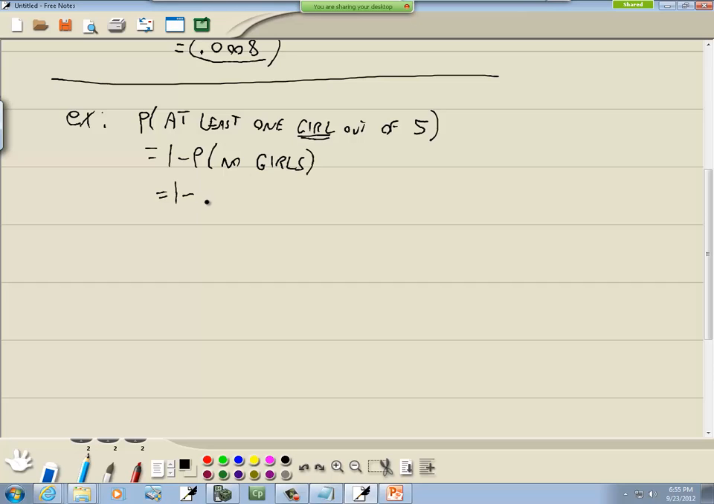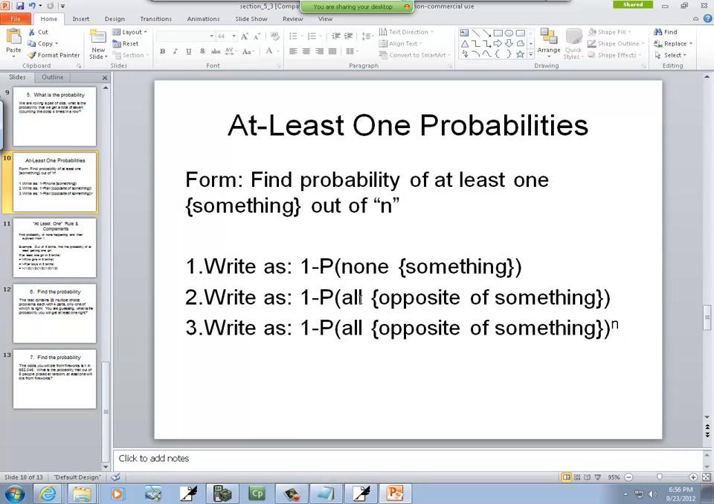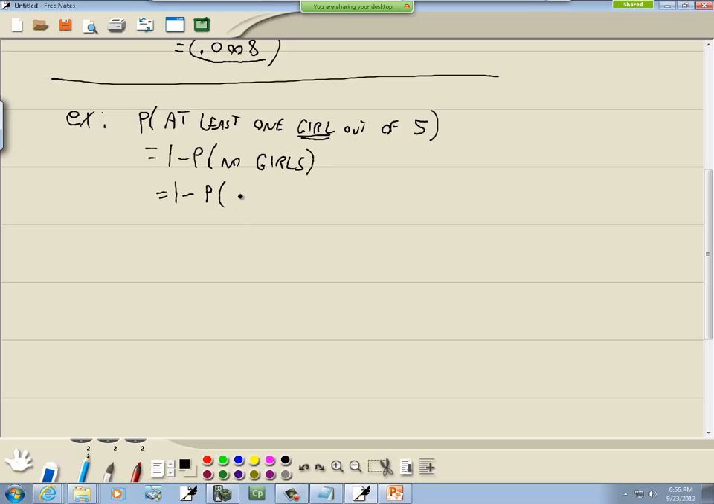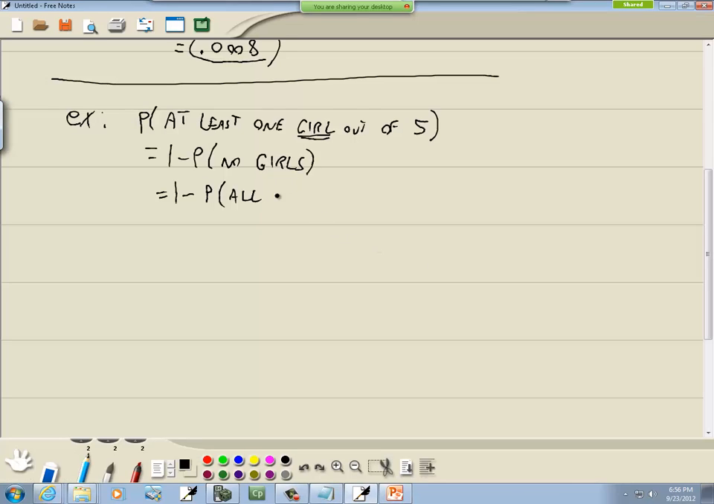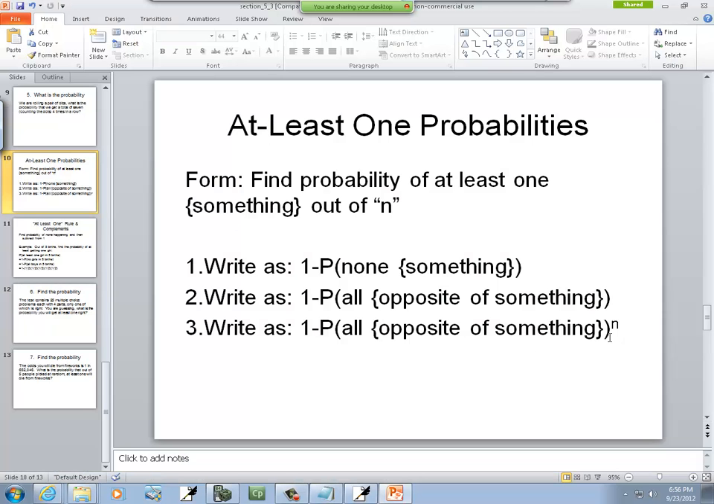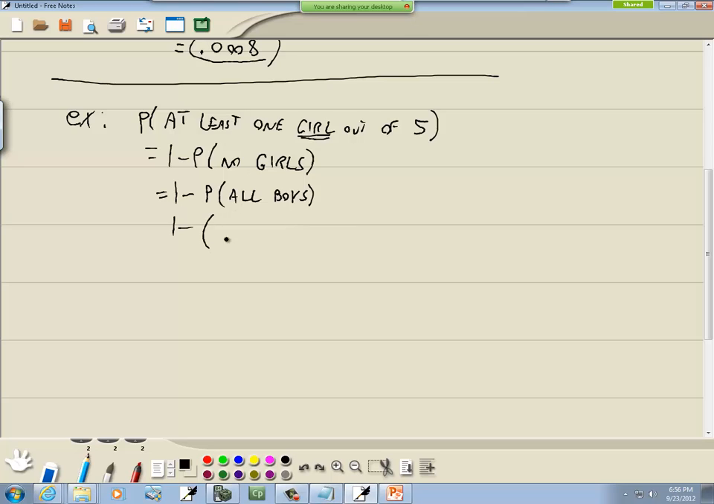Well, then we rewrite it as 1 minus probability of all. So the no or none changes to all. And then we go the opposite of girls. See, we got something here, and this is opposite of something. So opposite of girls is boys. And then down here we're going to put the power on there. When we say a probability of a boy, we look at one child, and the probability to get a boy is 1/2. And now we're talking out of 5 births, so that's what determines what our exponent is, how many we're talking about.